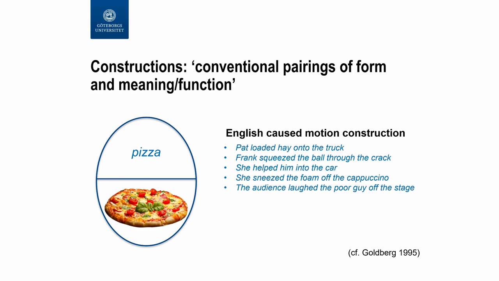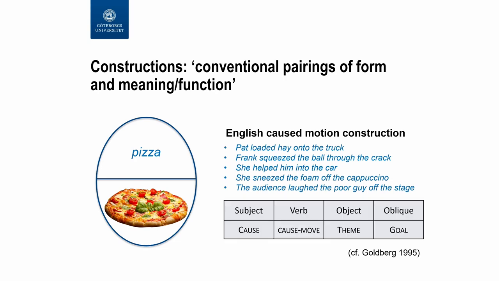So if we look at a form representing a kind of meaning or function, the form is you have a subject, a verb, an object, and an oblique. And the meaning of those is that the subject represents a cause that's causing a theme to move towards a goal. So it's form and meaning, just more abstract, but basically the same thing. So we can treat basically any linguistic pattern as we describe its formal properties and its content properties, and that's the construction.